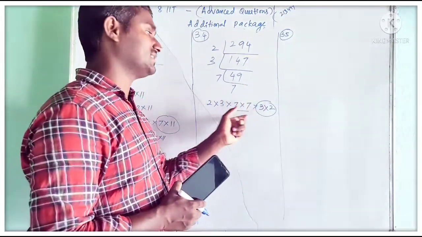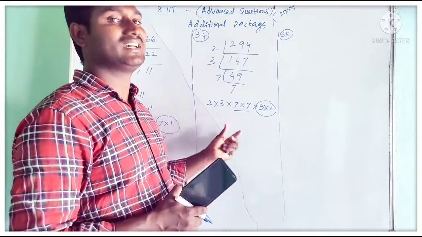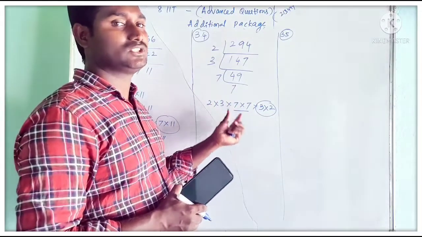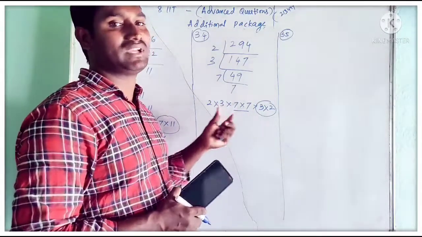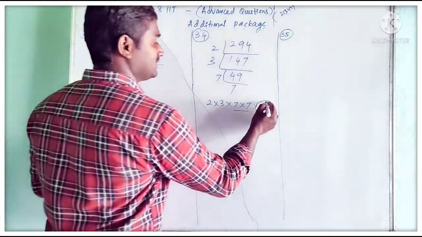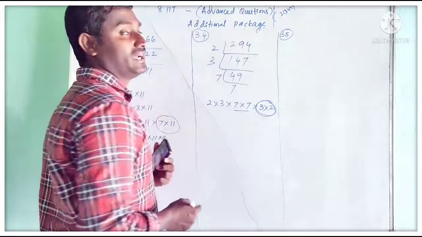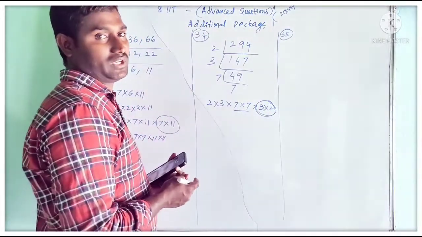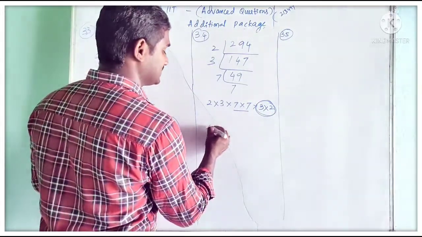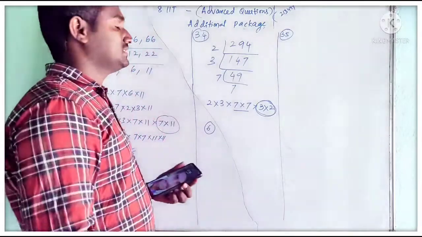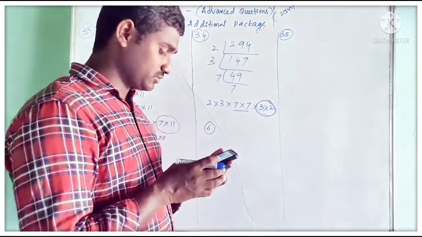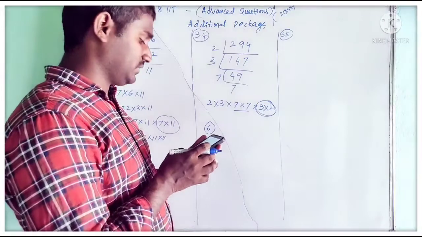The prime factorization of a perfect square is in pairs, so two same factors will come. So by which number do we need to multiply? With 6. If you multiply, 294 becomes a perfect square. The least number is 6. The required number is 6. Next, question number 35.